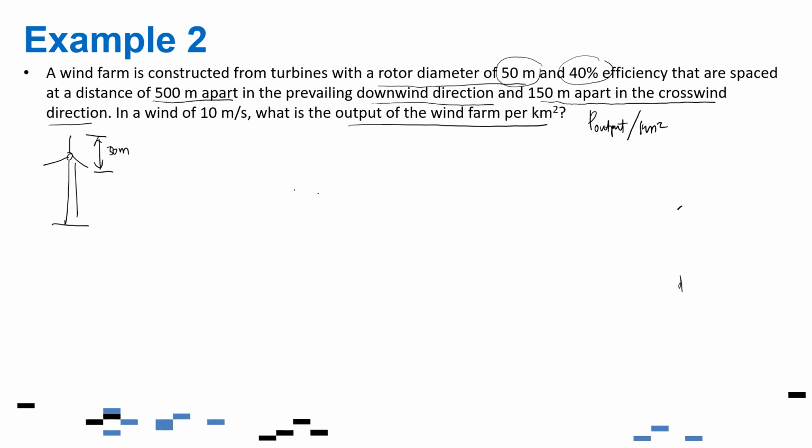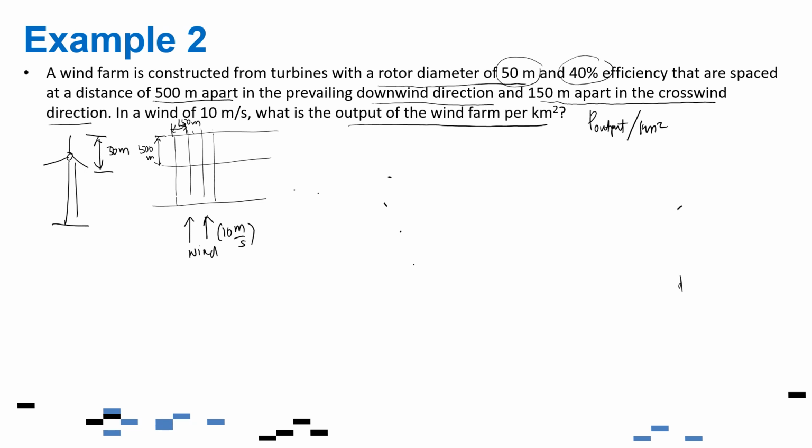So we are going to arrange these wind turbines into different areas. Let's say this one. This part here is 150 meters, and this part here is 500 meters. As we all know, from the prevailing wind direction, if we have a downwind direction of 10 meters per second, this is the wind here.